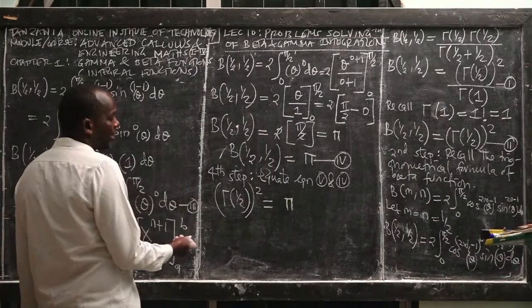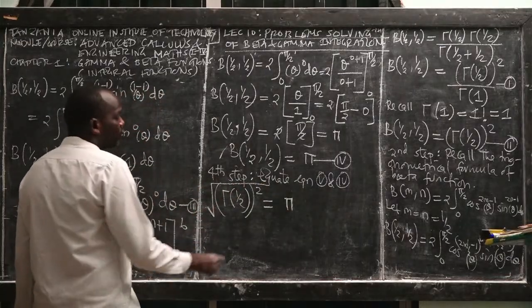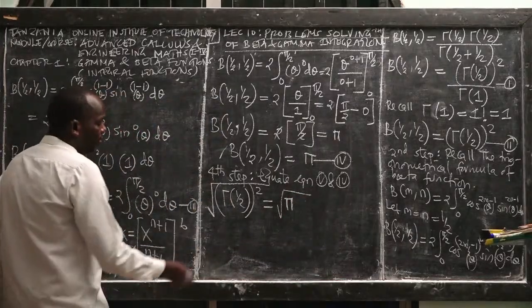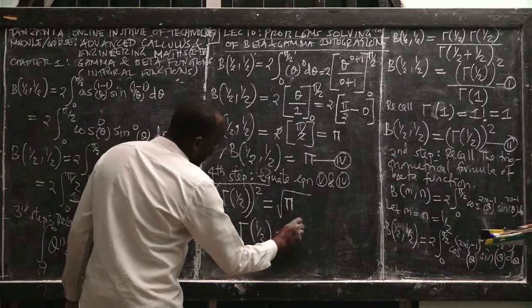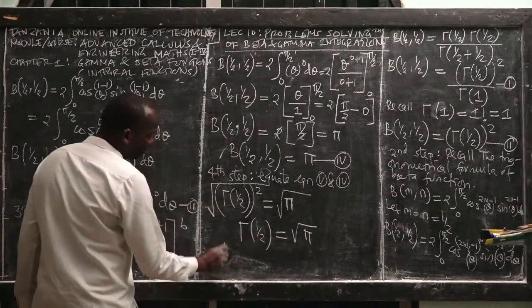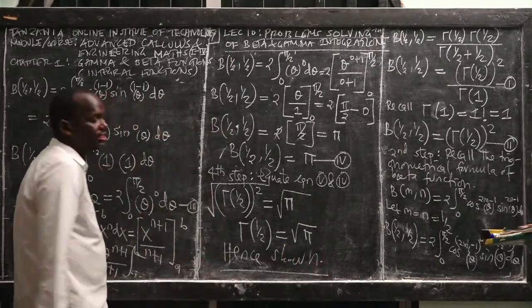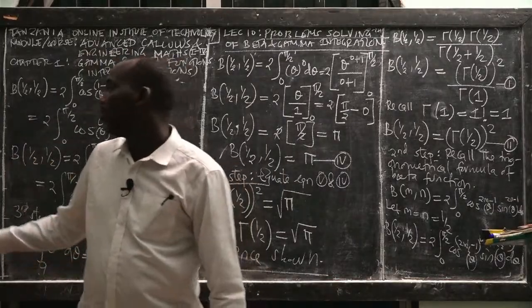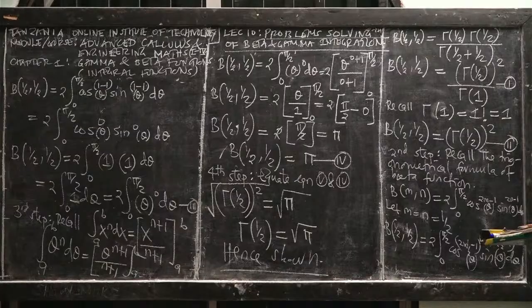Kwa hiyo kinachofuata sasa hapa tunaenda kutafuta nini? We find the square root. Tunatafuta square root au kipeo cha pili cha upande wa kushoto na upande wa kulia. So, dear students, here we are going to have gamma of a half is equal to under root pi. Hence, shown. You get your 5 marks of end of semester examination.